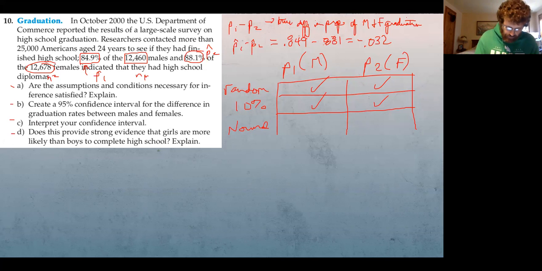Just as a reminder, you have to do n1 times p hat 1 and n1 times 1 minus p hat 1. These both have to be greater than or equal to 10. And then do the same thing for n2 and p hat 2. So these should all be p hat.